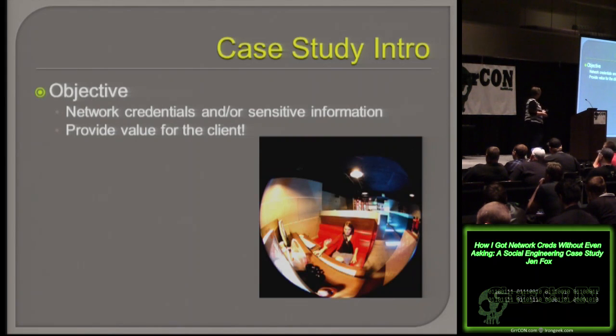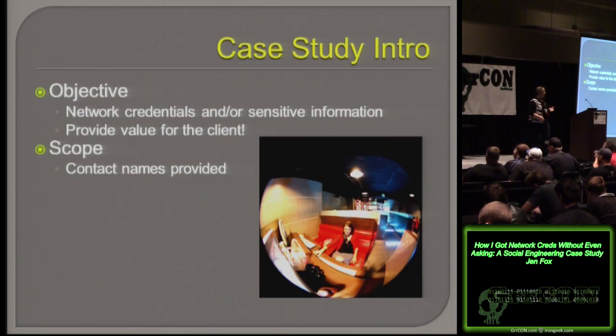Anytime we do an engagement like this, we're trying to either let the client know things that they're not aware of in their environment, to help them fix it so that it isn't a bad guy making that phone call. The scope for this engagement was that the client provided all of the names, emails, and phone numbers that we were allowed to contact.